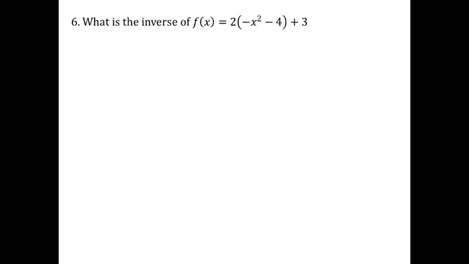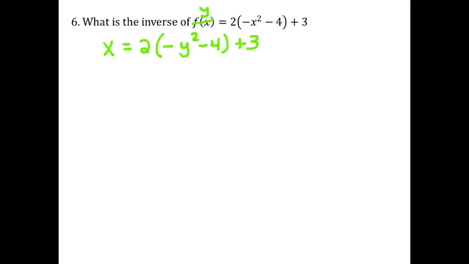What is the inverse of f of x equal to 2 times the square root of negative x squared minus 4, plus 3? Well, whenever we're finding an inverse, remember that we want to switch the x's and y's and solve. So the f of x here, that's like my y. So if I switch x and y, I'm going to get x is equal to 2 times the square root of negative y squared minus 4, plus 3. So I need to solve this for y.